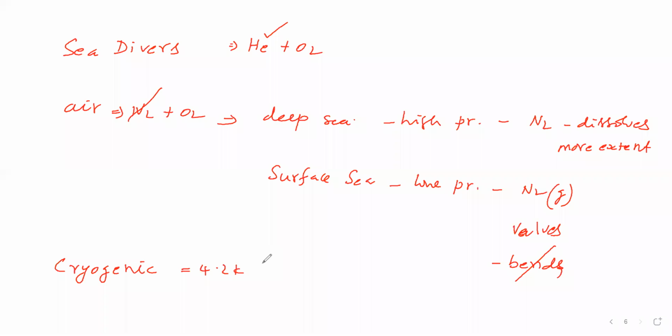Next, neon. Neon is used for advertisement purpose. In the advertisement purpose, if you see, colored lights will be used. In those lights, neon gas is present. Then this neon is used in the aircraft, in the light bulbs. Why? Because neon light can penetrate even through fog and mist.